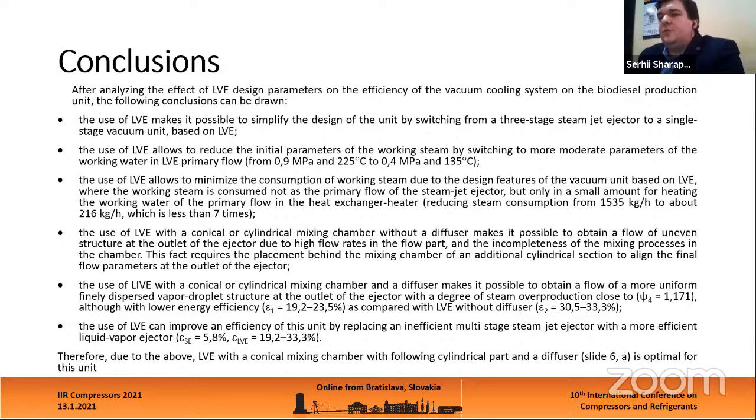The use of liquid vapor ejector without a conical or cylindrical mixing chamber and without a diffuser results in an uneven flow structure at the outlet of the ejector due to a high flow rate in the flow path and the incompleteness of the mixing process in the chamber. This requires the placement behind the mixing chamber of an additional cylindrical section to align the final flow parameters at the outlet of the ejector.